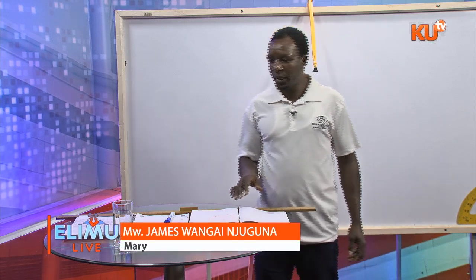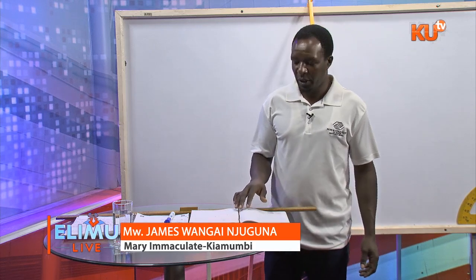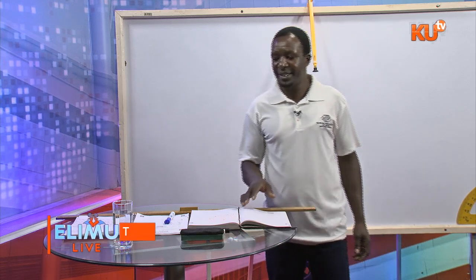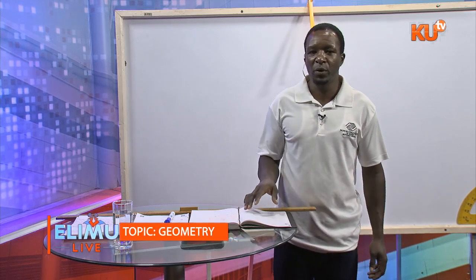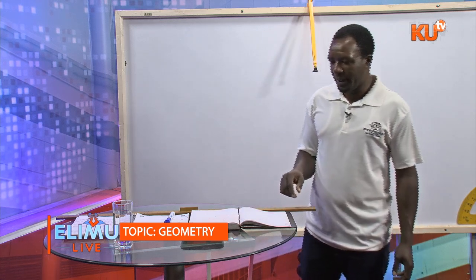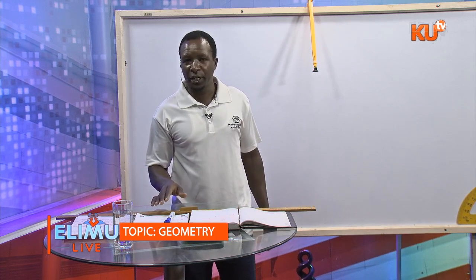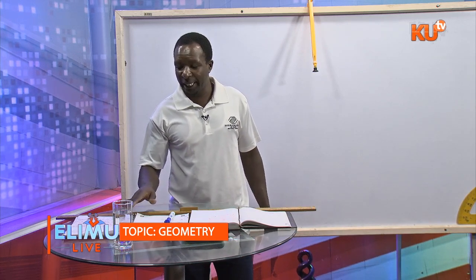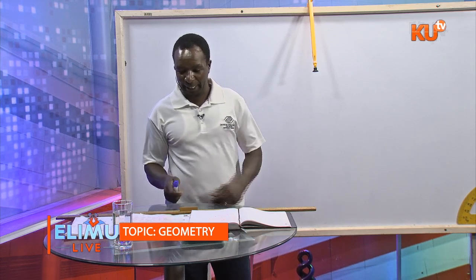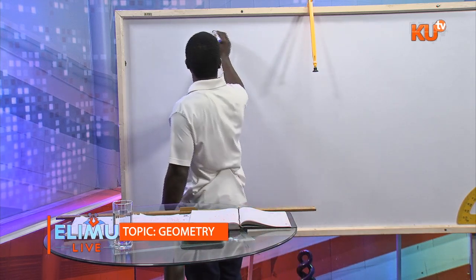I would like to do a topic in mathematics, that is geometry, where I will start with the construction of circles touching the sides of a triangle and the sides and the vertices of a triangle. And before I go direct to construction, I will take you through analysis of the KCPE questions, the way they have been appearing. I will start with the year 2011.